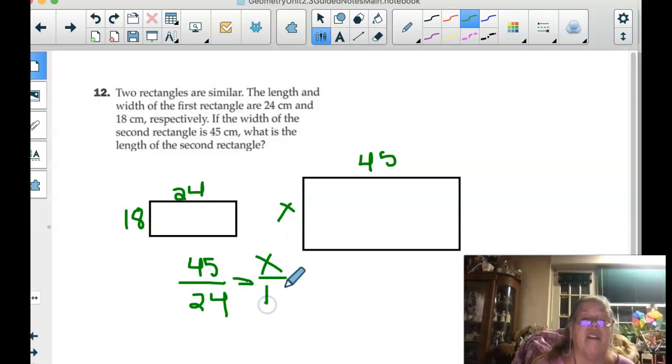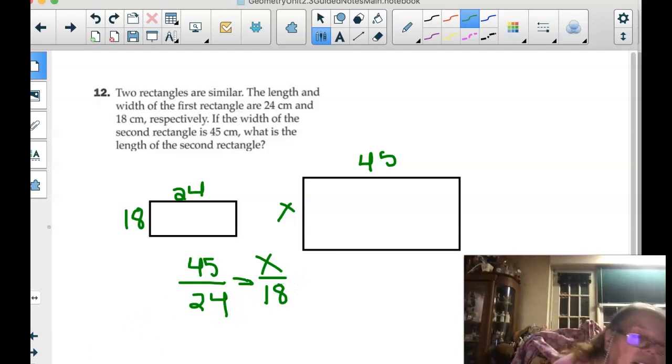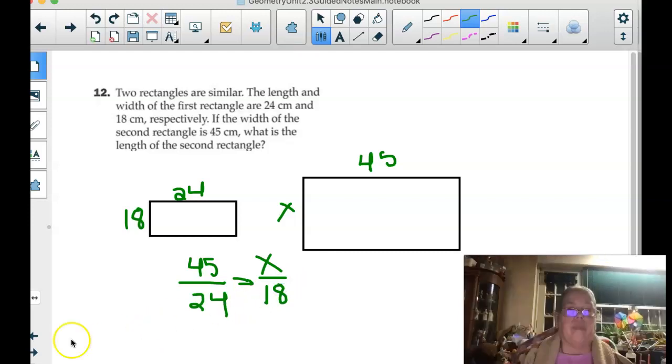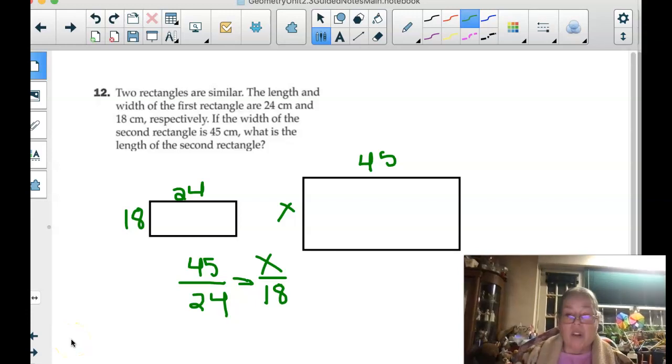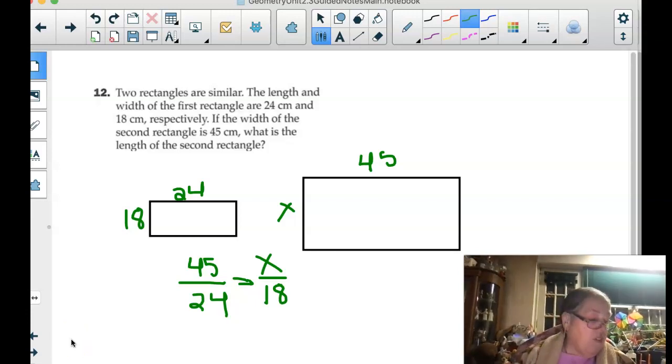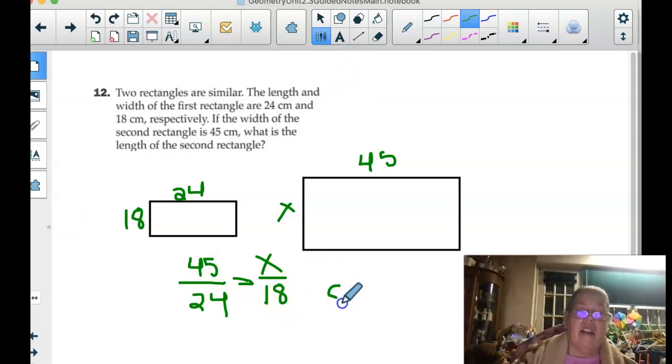Okay, get your calculators ready. You can reduce fractions if you want. If we cross multiply, we do 45 times 18. And 45 times 18 is 810. So 810 is equal to 24x.